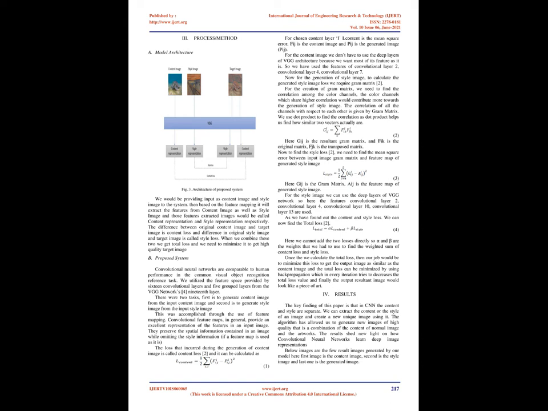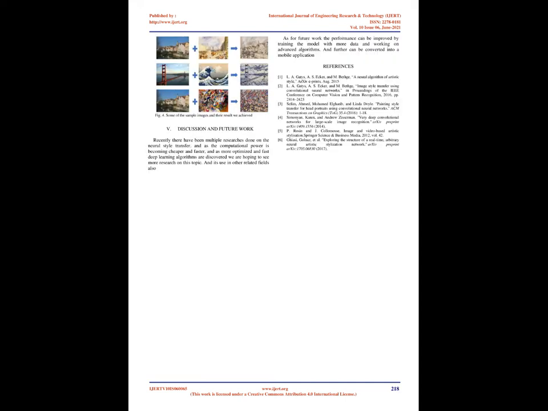For the style image we can use the deeper layers of the VGG network, so here the features from convolutional layer 2, convolutional layer 4, convolutional layer 10, and convolutional layer 13 are used. As we have found the content and style loss, we can now find the total loss, equation 4. Here we cannot add the 2 losses directly, so alpha and beta are the weights that we use to find the weighted sum of content loss and style loss.